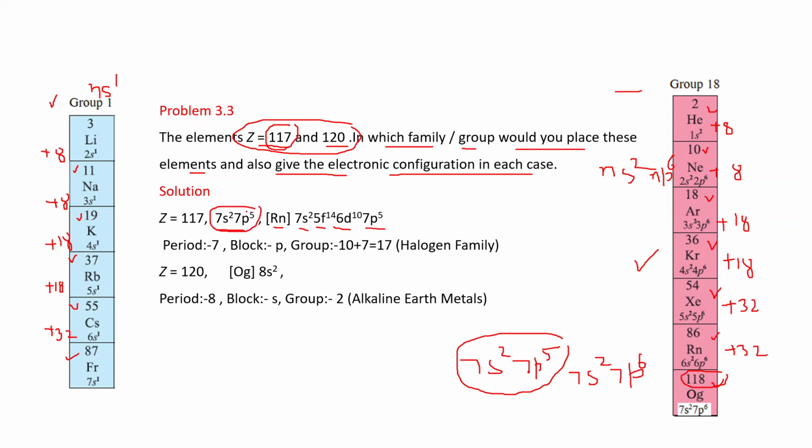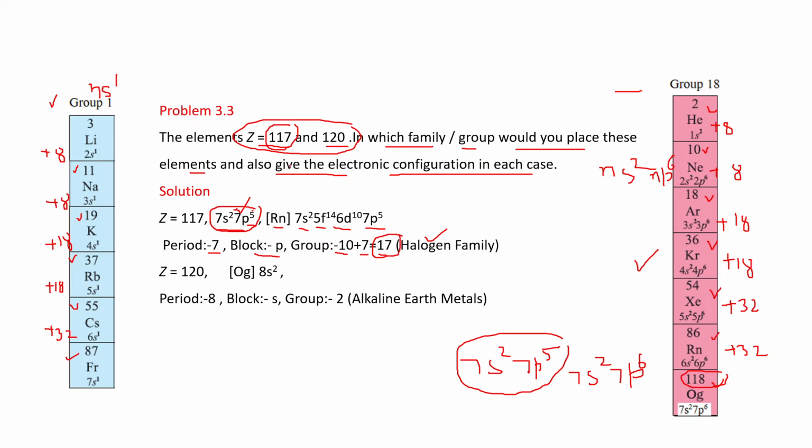From this we can say the period is 7. Then the last electron enters the p subshell, that's why the block is p. And what is the group number? This is the number of valence electrons, 2 plus 5, 7, and add 10. That's why 17. So this belongs to the halogen family, group 17.